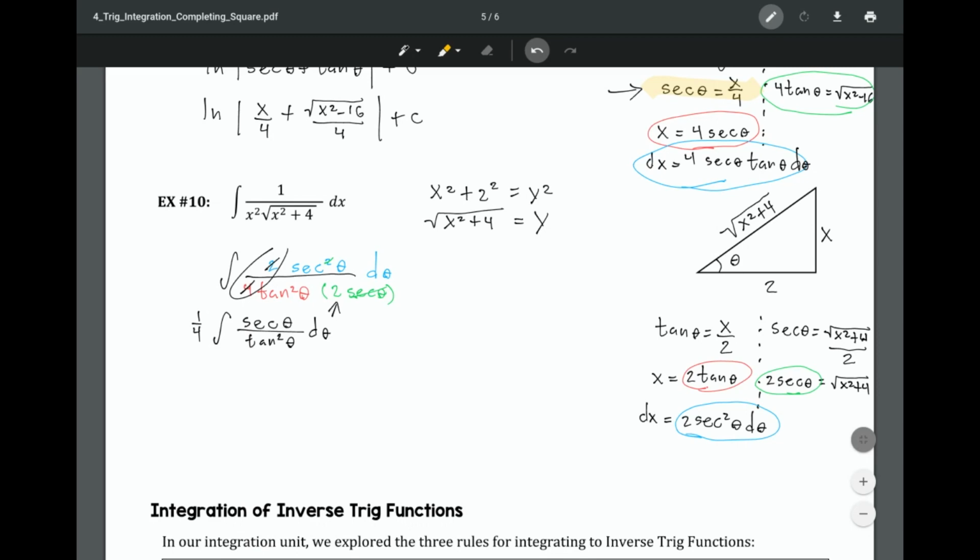Okay, what I did instead is I went ahead and split that, where I know the secant is 1 over cosine.